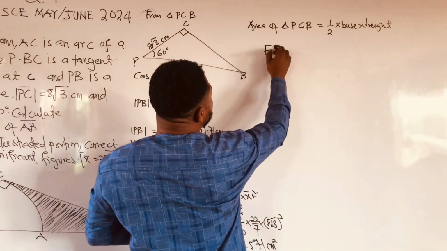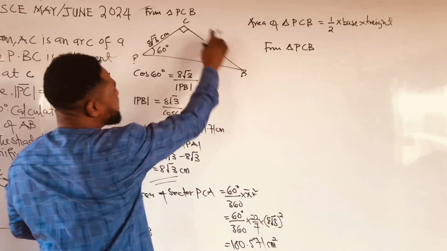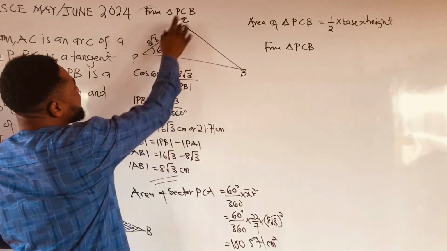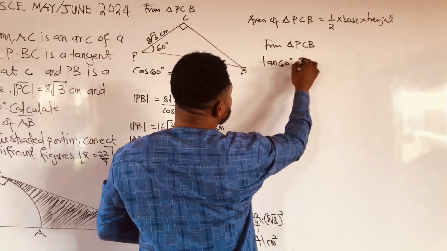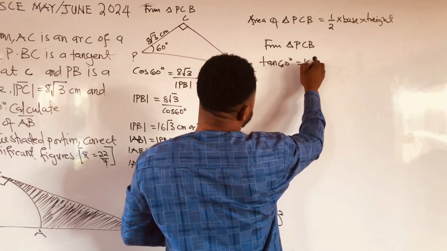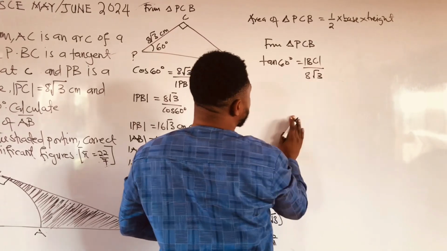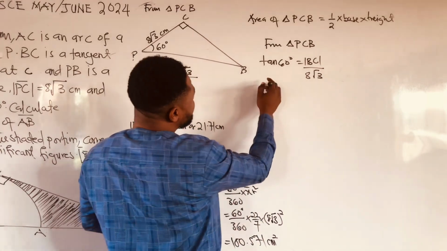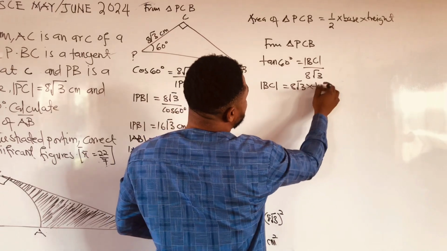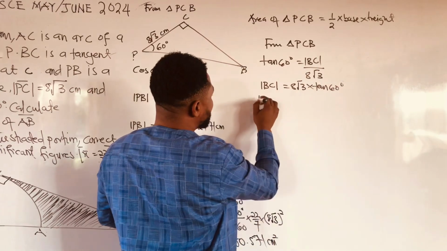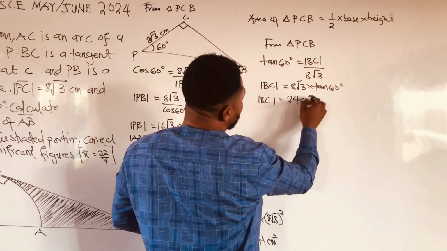So we state that from triangle PCB, all right? So opposite to this angle, adjacent to this angle, we can use our tan ratio. So tan 60 degrees is equal to opposite, which is BC, all over adjacent 8√3. So we do cross multiplication. So our BC is going to be 8√3 times tan 60 degrees. So we can conclude by saying that our BC will be 24 centimeters.